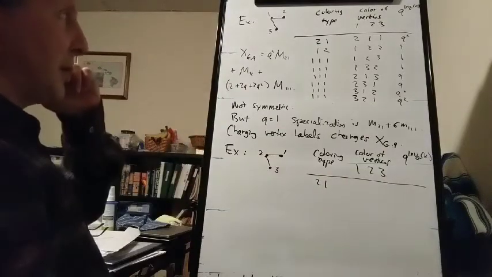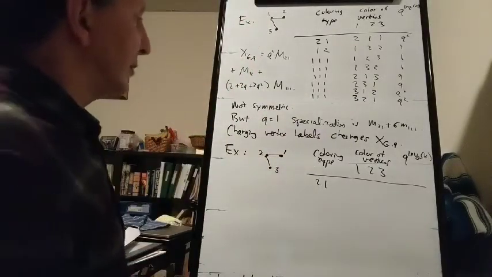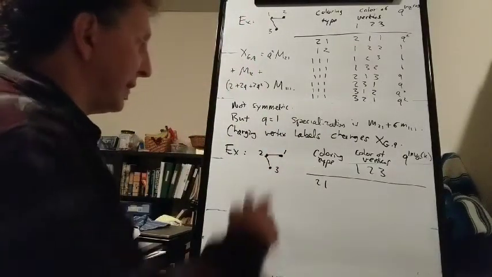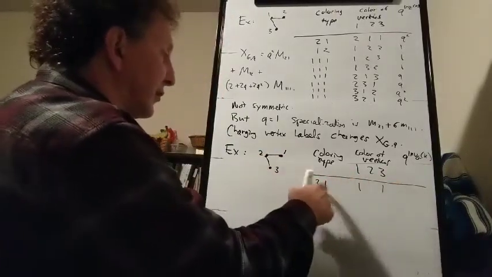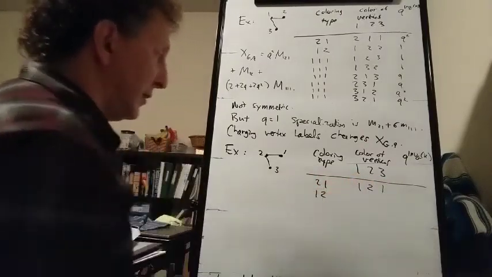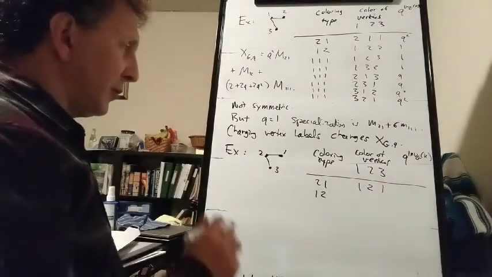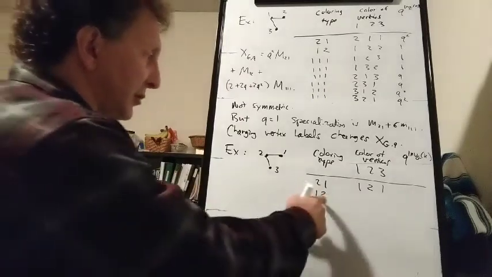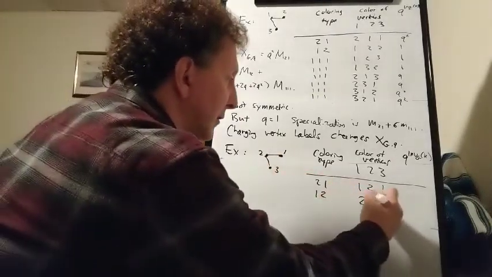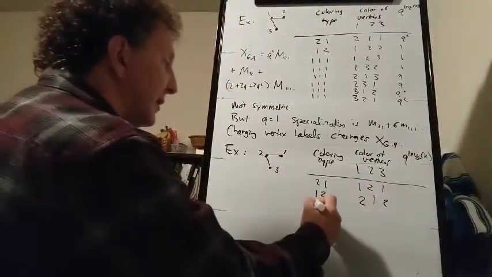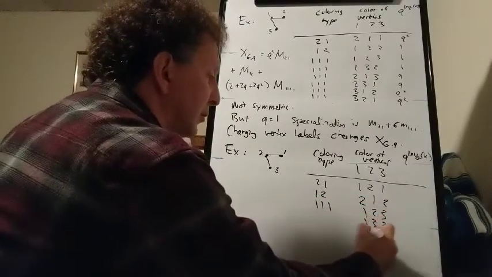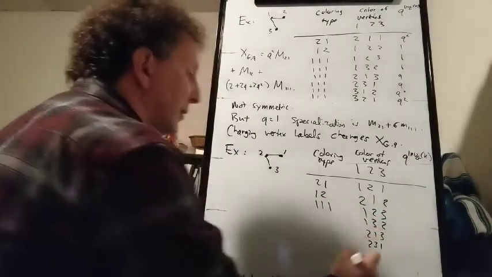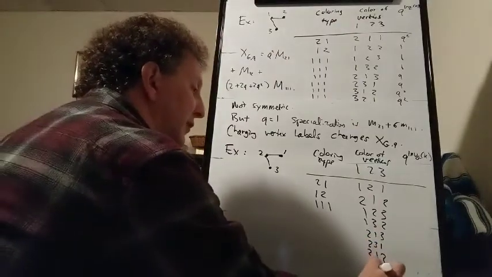Alright, so we should have the same numbers of colorings because vertex labels are arbitrary. So we have one coloring of type 2-1. That's if 1 and 3 get the same color, color 1, and vertex 2 gets color 2. And now if we're going to have one vertex of color 1 and 2 of color 2, the 2 of color 2 have to be 1 and 3. And then we can color the vertices 1, 2, 3, 1, 3, 2, 2, 1, 3, 2, 3, 1, 3, 1, 2, 3, 2, 1.